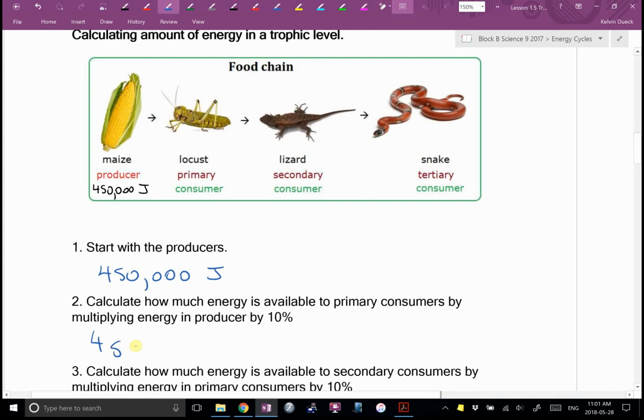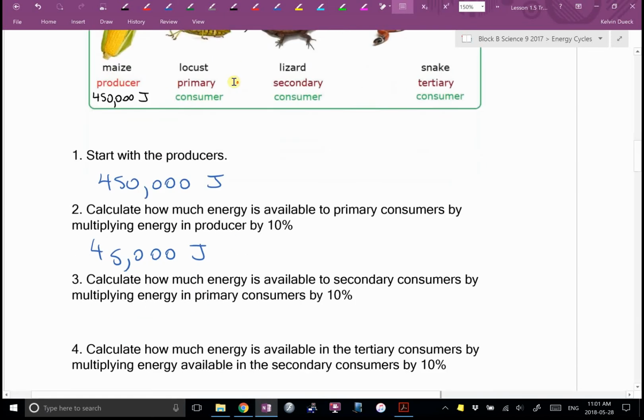A 4, a 5, and 3 zeros. That's how I do it, Jimmy, because it's easy to miscount zeros. A good way to do it is write down the non-zero digits and then just one fewer zero than you had before. So we would have 45,000 joules of energy at this level. How much am I going to have for the lizards, the secondary consumers that eat the primary consumers that eat the primary producers? Okay.